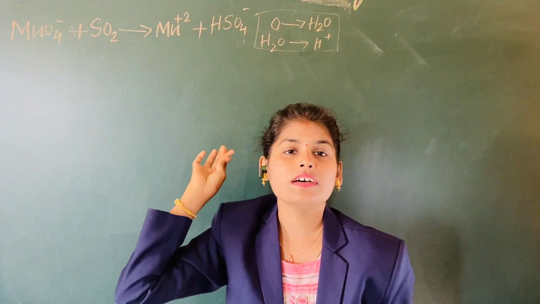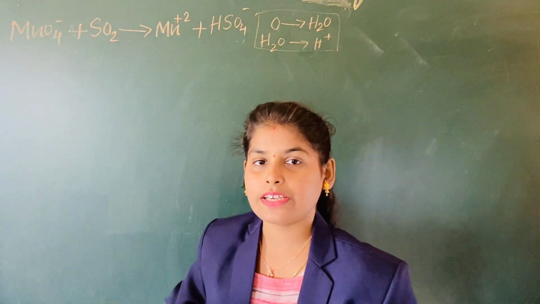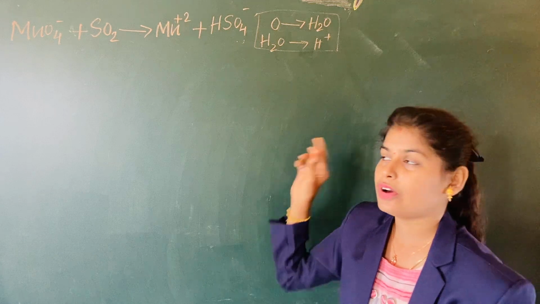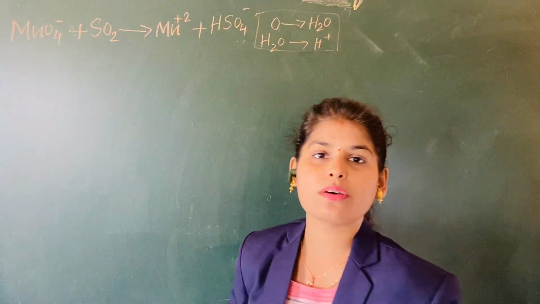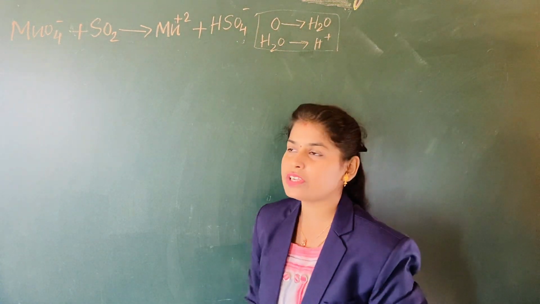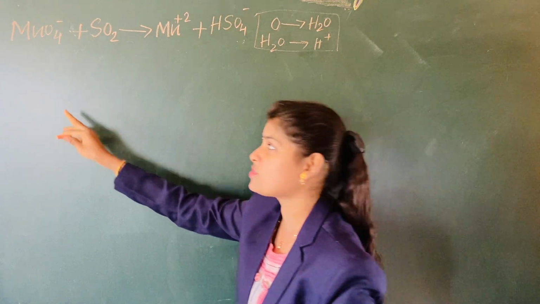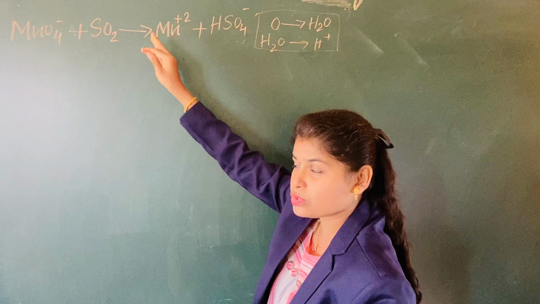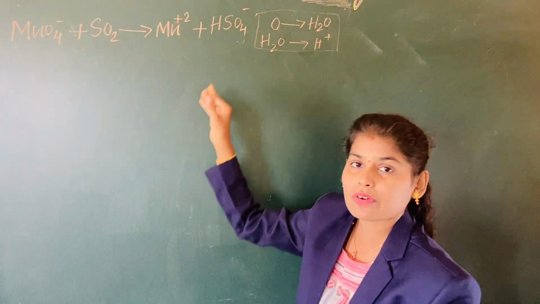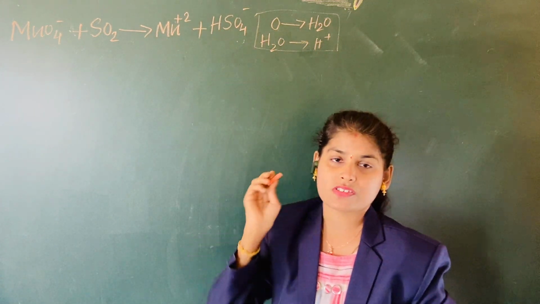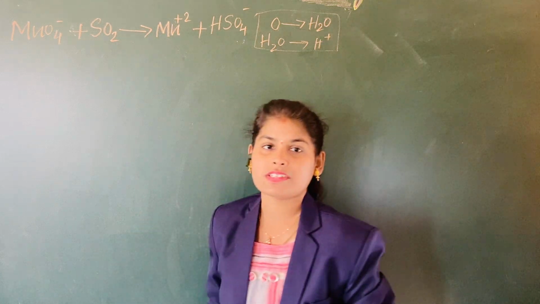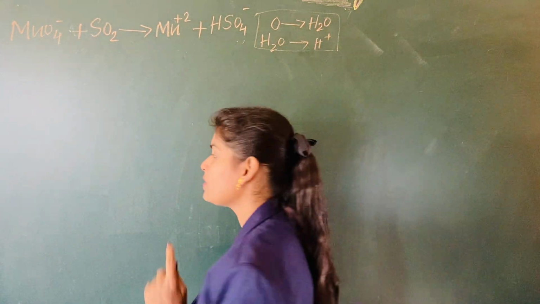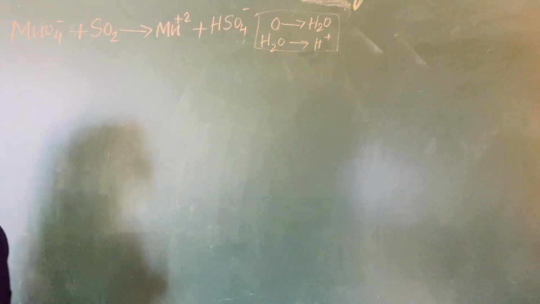When we are solving the redox reaction in the acidic medium, this is the thing to be considered. That is very important. Then the steps are similar to the basic method. First we have to find out the oxidation states of MnO4 minus, SO2, Mn, which they have already given as +2, and HSO4 minus. After solving the oxidation states, we need to divide the equation into two half equations. So let us start by finding the oxidation states first.